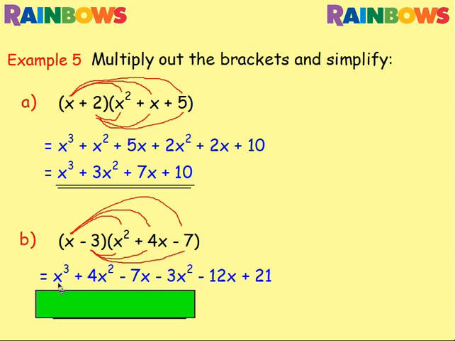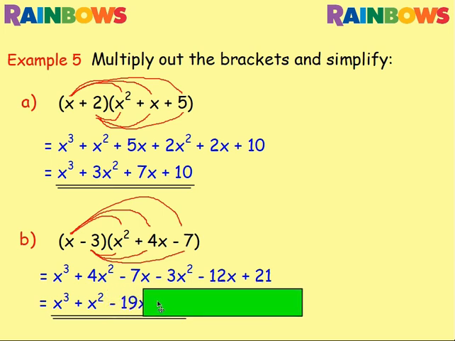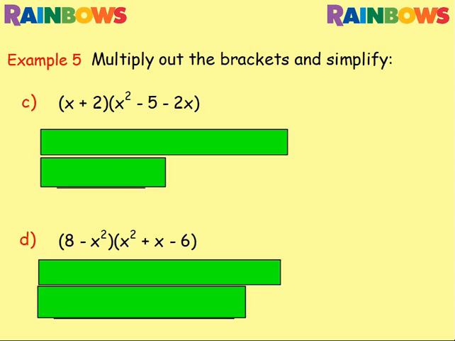That is right. X cubed, any other x cubed? No, so it stays as x cubed. X squared, you've got 4x squared, take away 3x squared. 4 take 3 is 1, so it's 1x squared. X's, you've got negative 7x, take away 12x. Negative 7, take away 12. You're going further down into the negatives. You're going down to negative 19x. And number-wise, you've got plus 21. There's no other numbers on their own. They're all x terms, so it stays as plus 21. Woo! Let's move on and look at C.